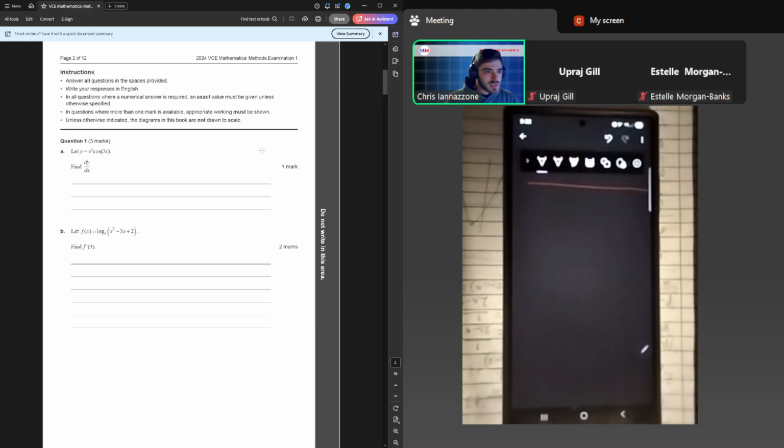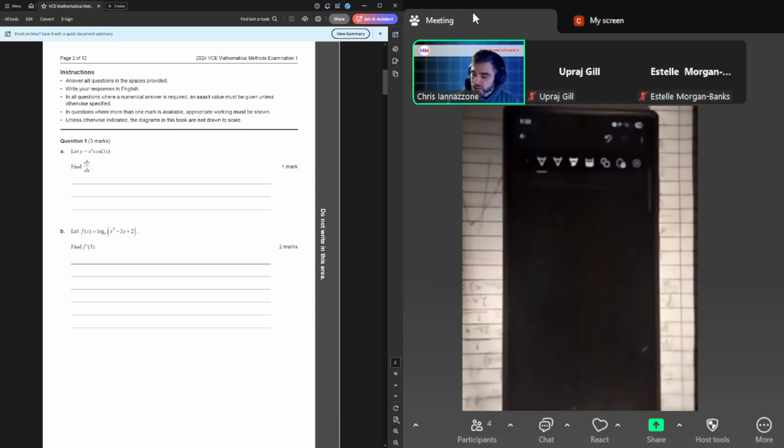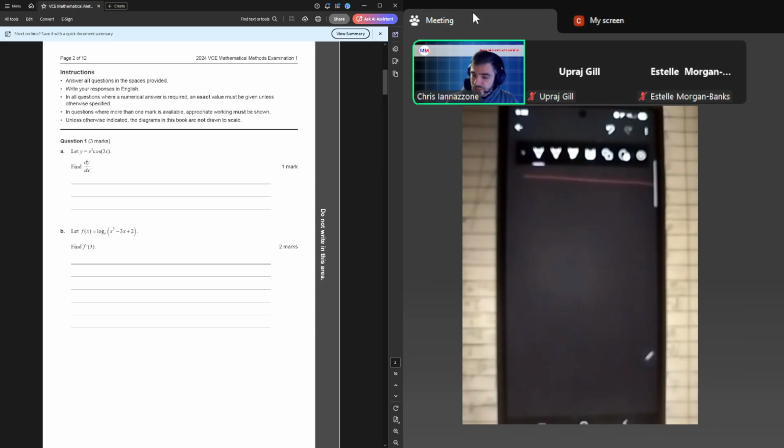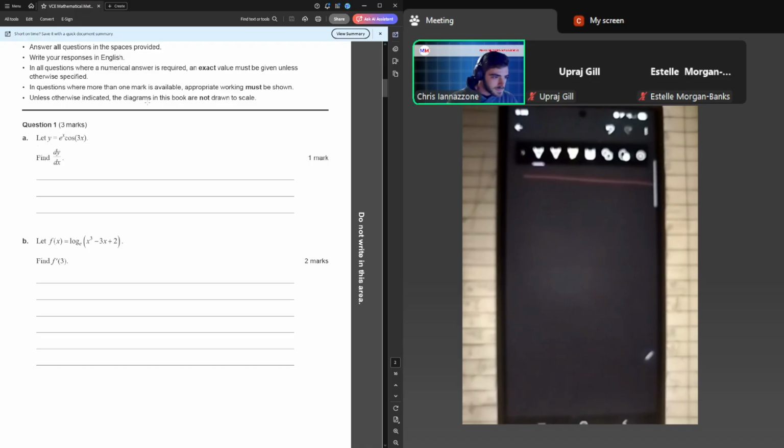So for the most part, we're working out of the screen share, and then where necessary, we'll dive into some more in-depth working out for them. So without further ado, we can dive right into it. So question 1, find dy/dx. What are we thinking when it comes to finding the derivative?